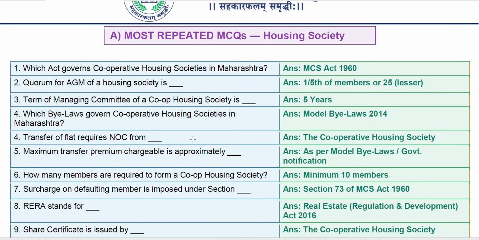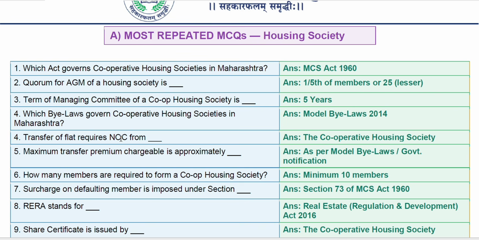Most repeated MCQs for CHM, housing society. Number 1: which act governs cooperative housing society in Maharashtra? Answer: MCS Act 1960. Quorum for AGM of housing society is 1/5 of members or 25, whichever is less. Term of managing committee of cooperative housing society is 5 years. Which bylaws govern cooperative housing society in Maharashtra? Model bylaws 2014.